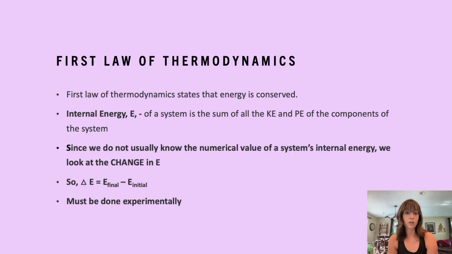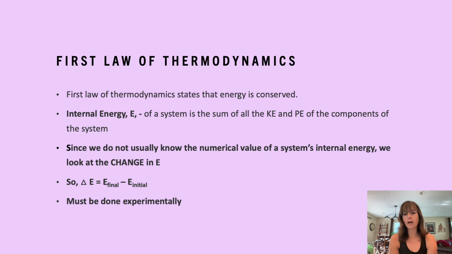Let's tackle the first law of thermodynamics, and that basically just states that energy is conserved. That's it. There's internal energy, and that is the energy of the system. It's the sum of all the kinetic and potential components of that system. Since we do not usually know the numerical value of a system's internal energy, we simply look at what happens to the energy. What's the change in energy? The change in energy is simply the final energy minus the initial energy.